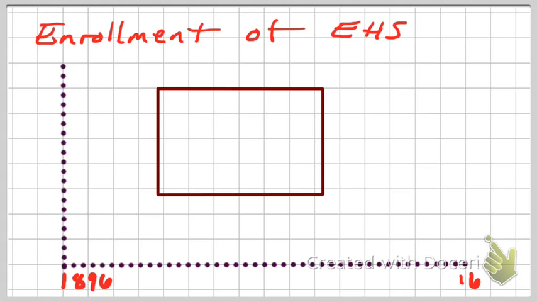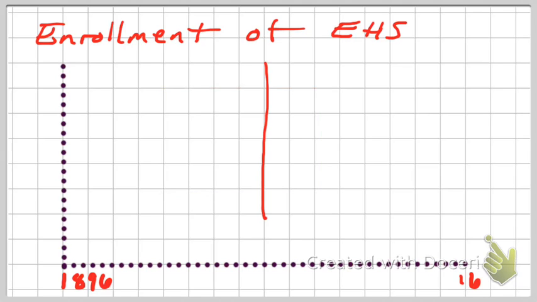Same thing here. That graph is impossible to show the enrollment of Eureka High School because you have multiple points for the same year. Same thing there. There you've got all the enrollments for 1 year. That doesn't make any sense. Not a function.